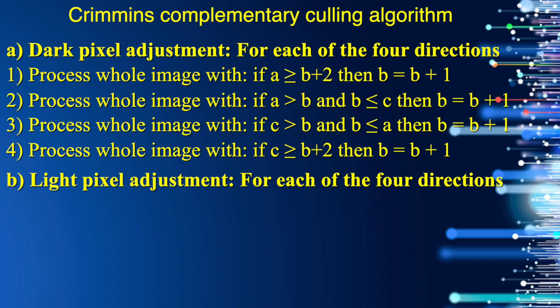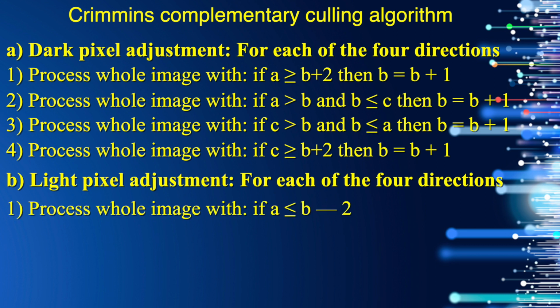What will be the difference? In the dark pixel adjustment, we were increasing the values of the pixel so that all pixels become much lighter, and here in the light pixel adjustment we are reducing the value of the pixels so that they become more adjusted. So we process the image: if the value of A is less than B minus 2, then B equal to B minus 1.